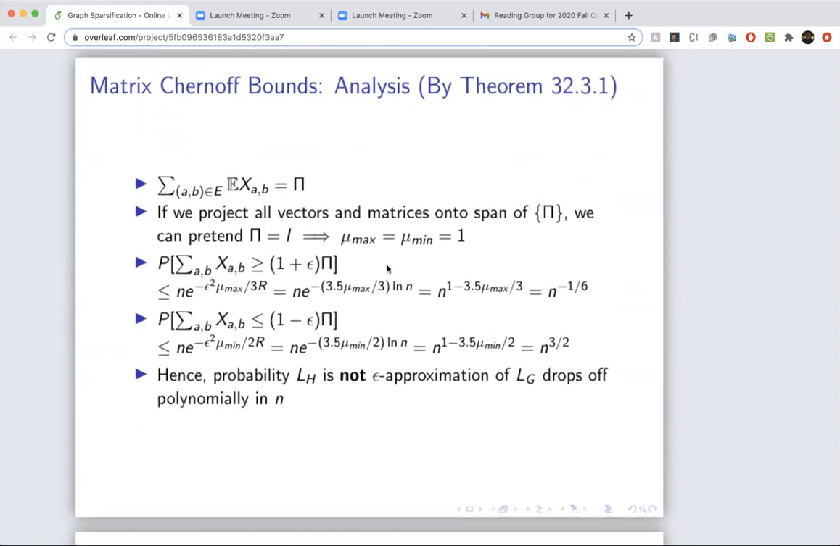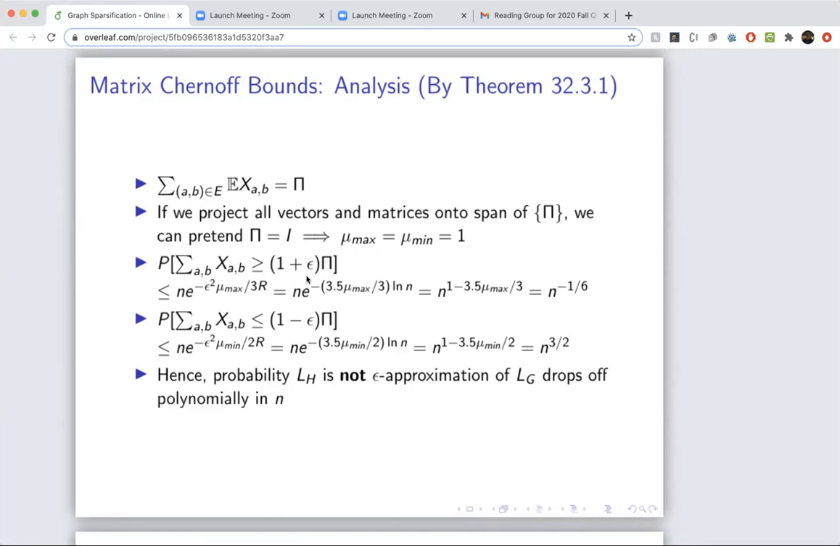And now this is the part that I was a little confused about as well, but I have a general intuition for it, and I would appreciate it if anyone could provide insight again. If we project all the vectors and matrices onto the span of pi, we can pretend that pi is the identity matrix. And with the identity matrix, the maximum and minimum eigenvalues are going to be 1.